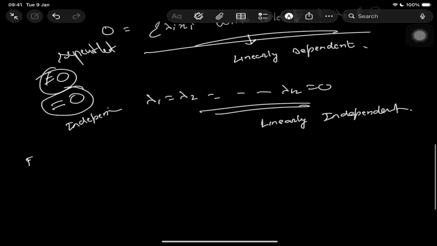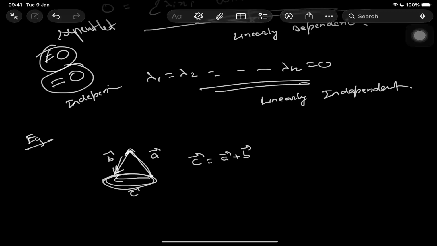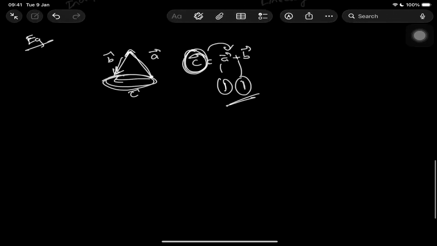Then, if I give you an example, suppose this and this, right? This vector is basically just the addition of these two. Suppose A, B, C: what we have got is C equals A plus B, right? So basically C is dependent on both A and B, because if you see the lambdas here, both are 1. Hence we are getting non-zero values of lambda. Hence C is a dependent vector, it's linearly dependent.